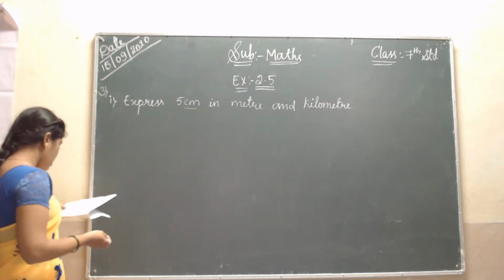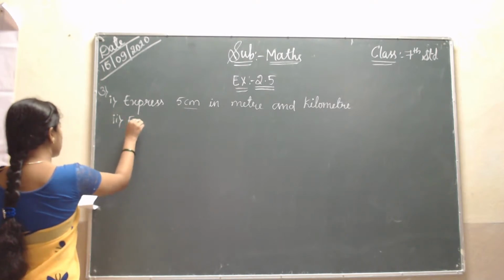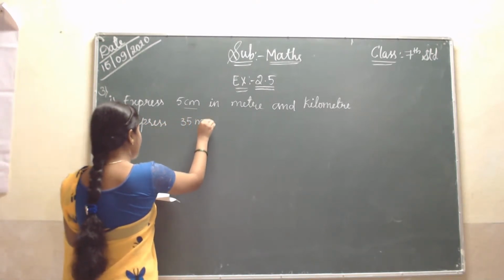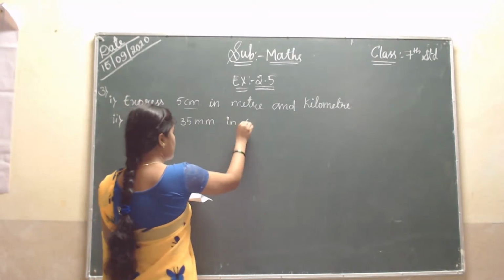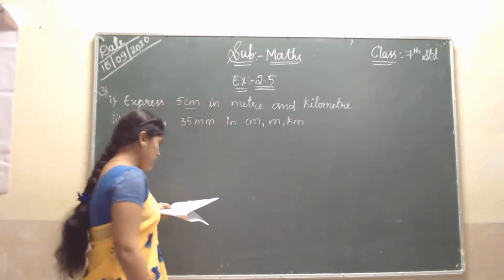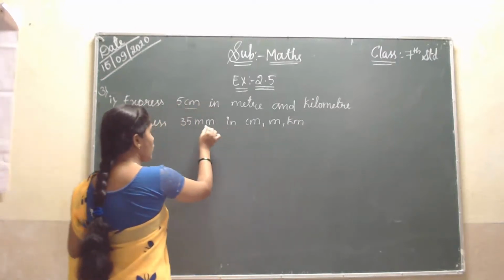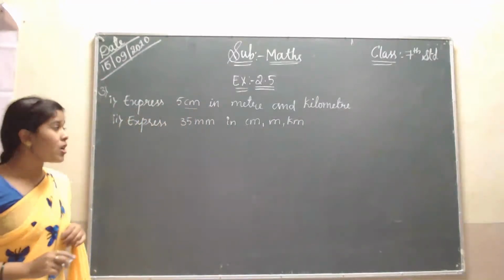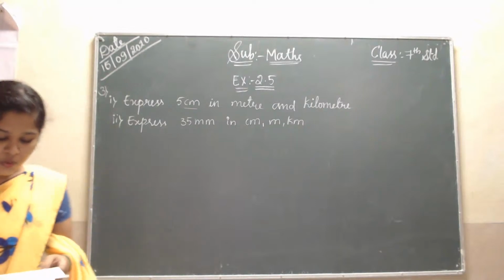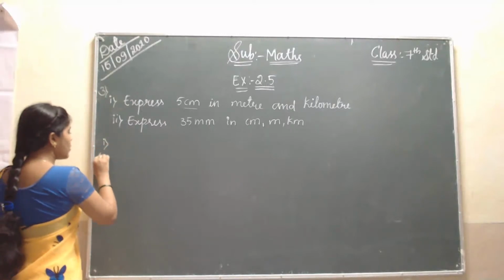Now, the second question we'll write first. Express 35 millimeter in centimeter, meter and kilometer. In this, kilometer is greater than meter, then centimeter. The smallest unit is millimeter. Understood? Now we have to convert to centimeter, meter and kilometer. First one, solution.